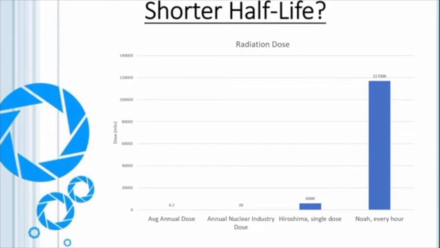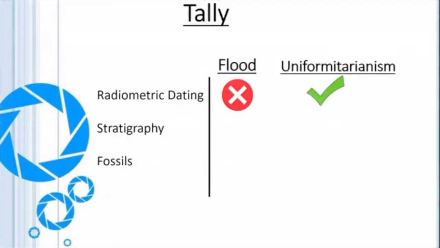And that's before you consider the heat from this radioactivity, which, according to creationists at the RATE project, would have raised the surface temperature of the Earth to roughly 22,000 degrees Celsius. That's 3 times hotter than the sun. So that's one disconfirmed prediction for the flood. Next, let's go to geological formations.